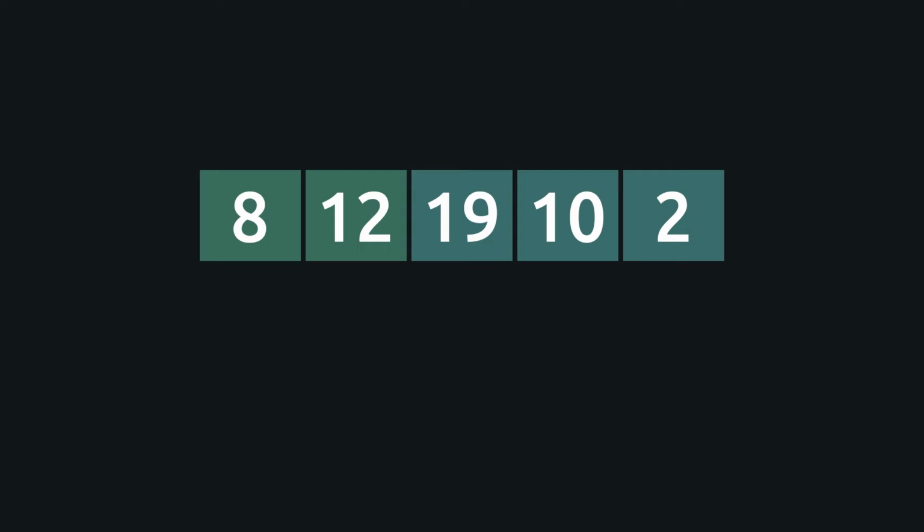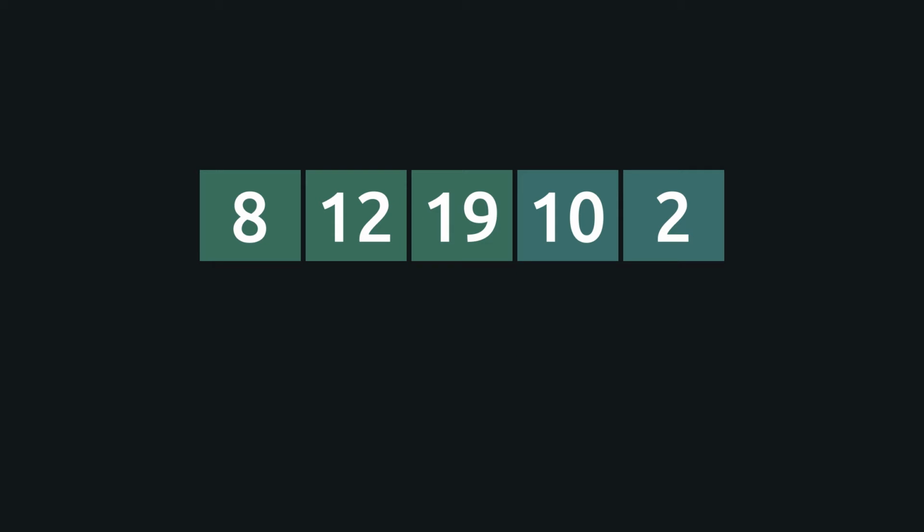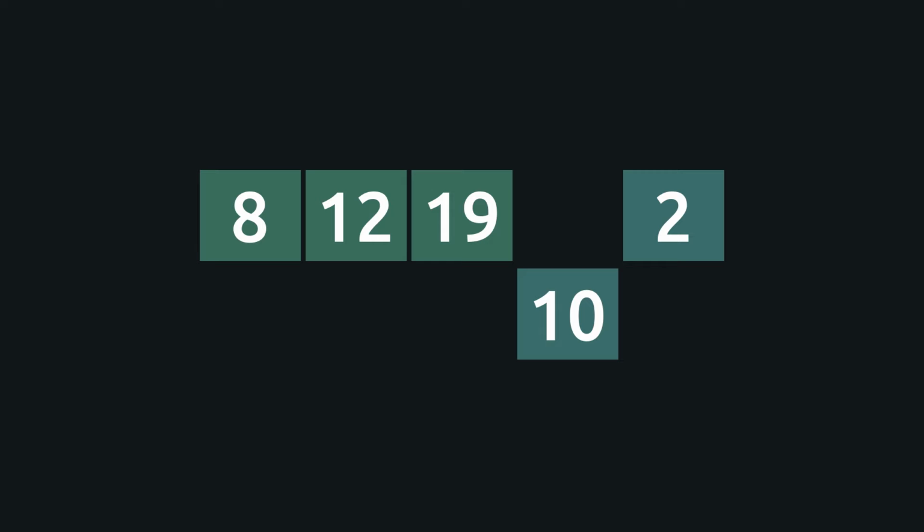Advance the marker to third element. But they're in the correct order. So no swapping. Advance to fourth element. It's 10. This algorithm keeps the current element on hand and compares it against the previous items.